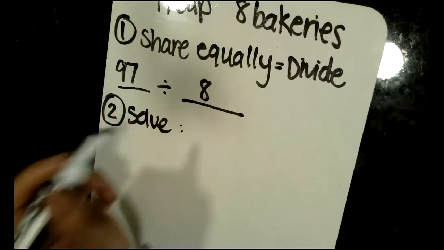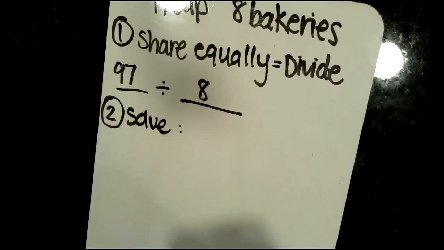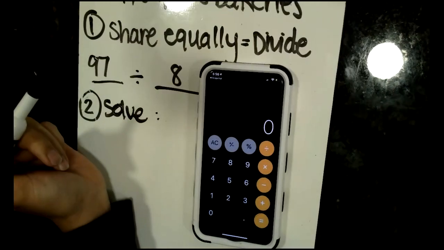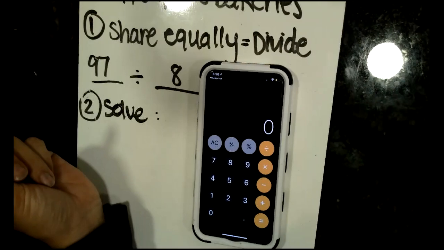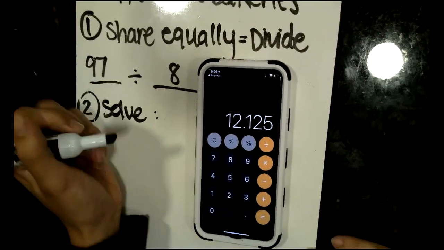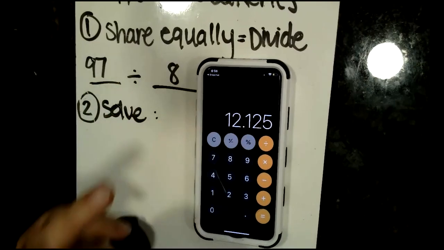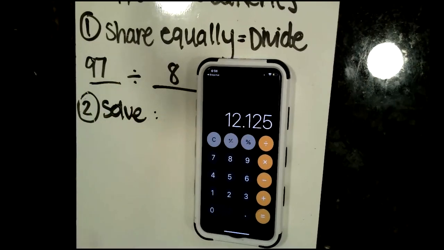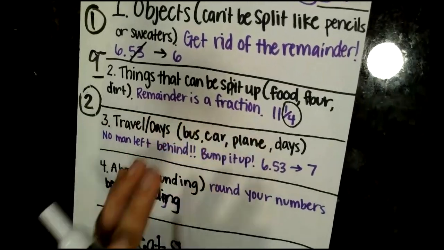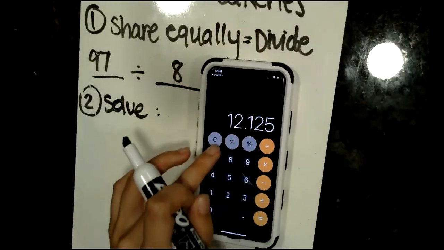So if I were to solve 97 divided by 8 in a calculator, I would get a number that has decimals. And remember, our rule, when we look at our sheet, is if something can be split up, the remainder is going to be a fraction. So this way won't work.